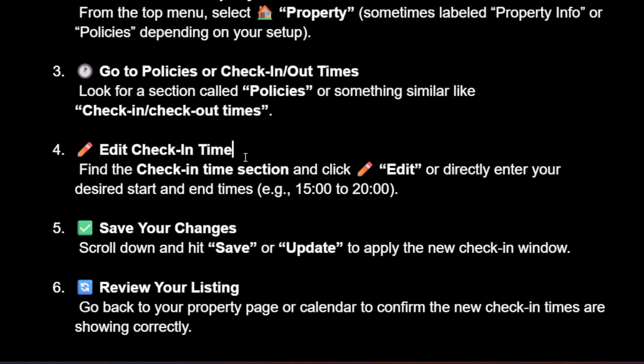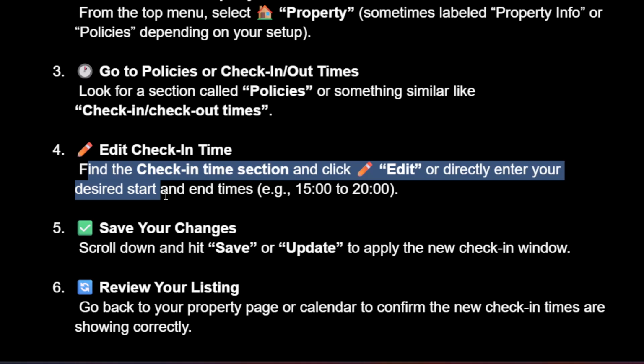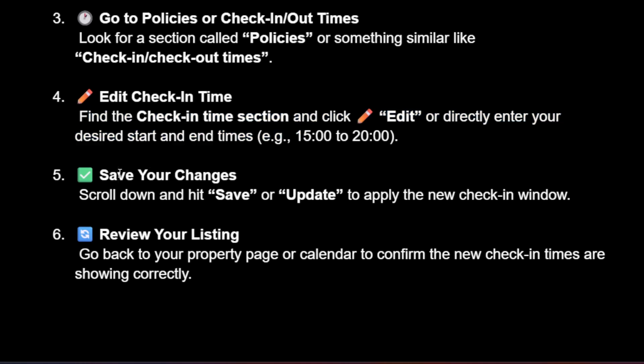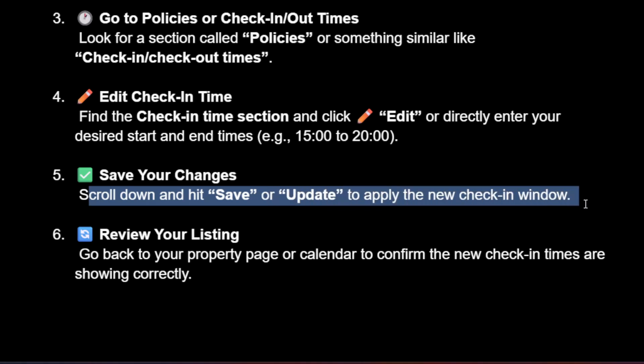You will then edit the check-in time. You want to find the check-in time section and click edit, or directly enter your desired start and end times, for example 3 p.m. to 8 p.m. You will save your changes. Scroll down and hit save or update to apply the new check-in window.